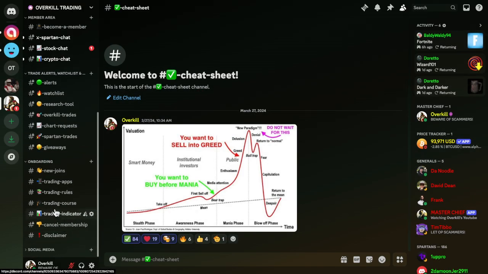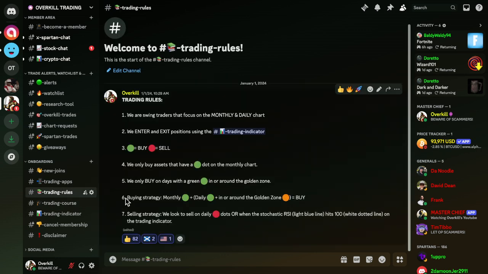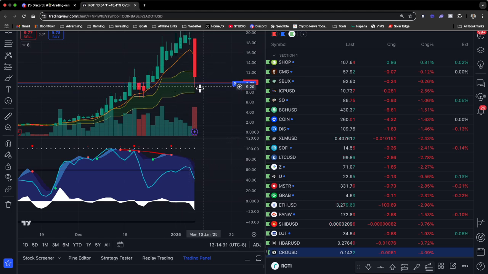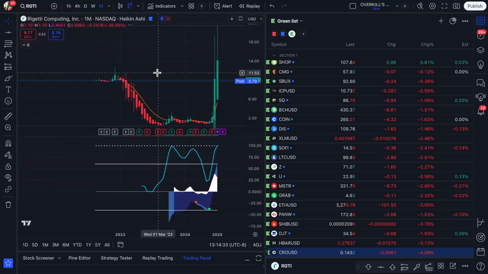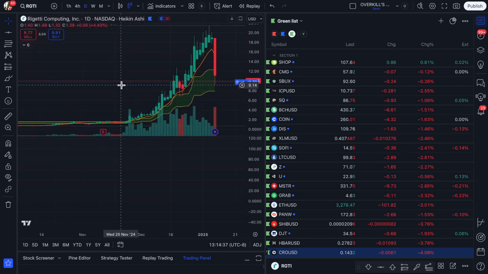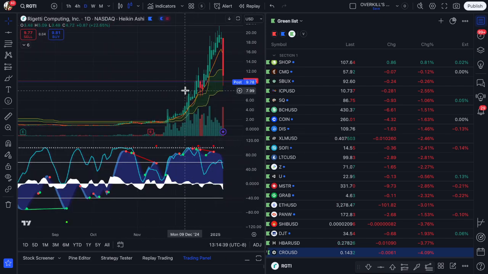You come over here to the trading rules. Okay, the buying strategy is monthly green dot, and we buy on the days of the green dot in or around the golden zone. So we're only buying assets that have a green dot on the daily in or around the golden zone as long as the monthly dot is green. Okay, we only enter on the day of the green dot. Okay, I don't see a green dot, so be very, very careful.